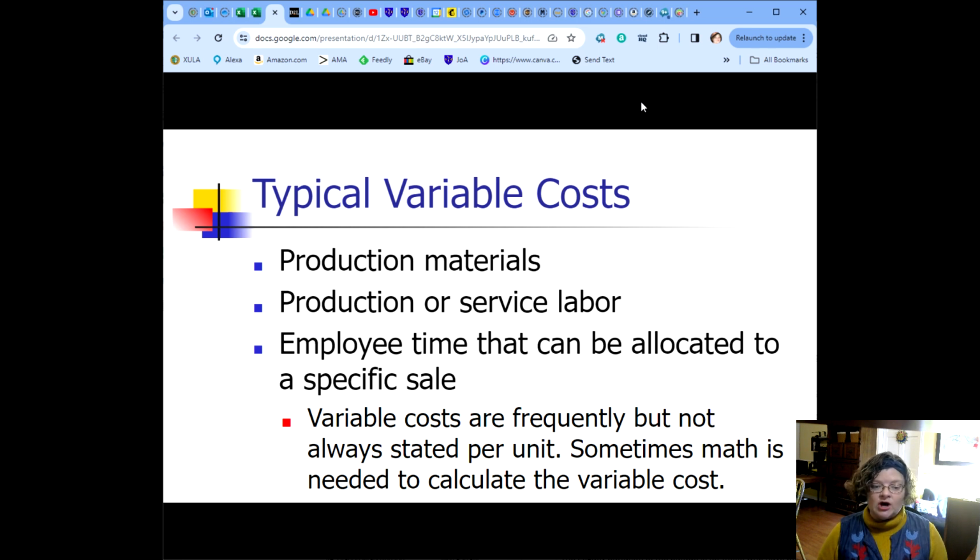So variable costs are frequently but not always stated per unit. Sometimes you know that you need more hours of labor to produce a shirt, but you can't necessarily say off the top of your head how many hours of labor it takes to produce one shirt, because people are working on things, their labor time increases. Sometimes you have to just look at your total variable costs and then divide that by the number of units in order to get an estimated per unit cost.